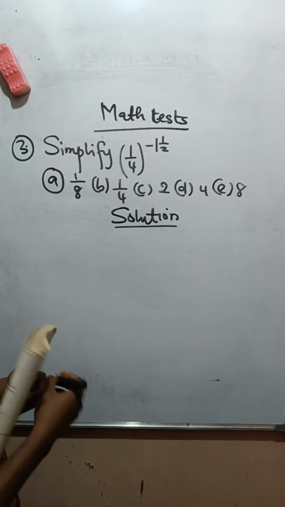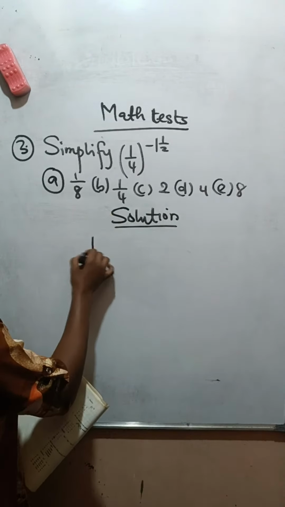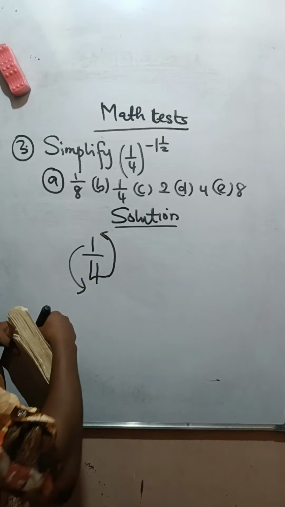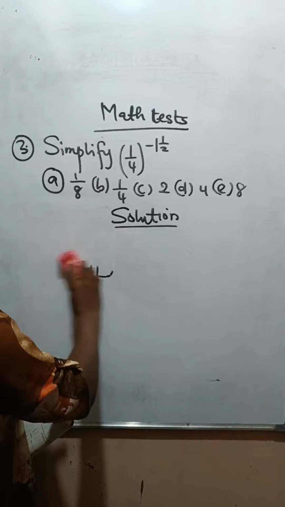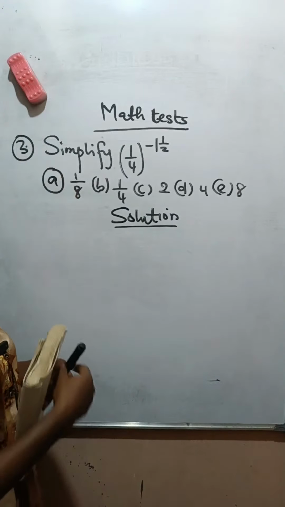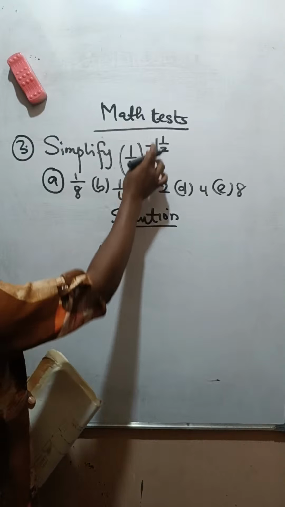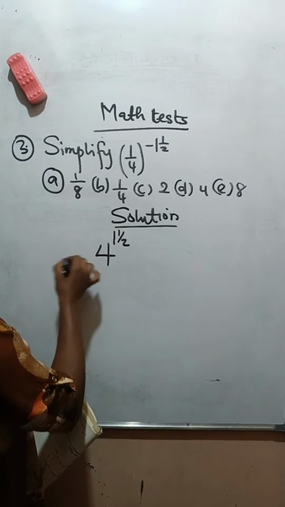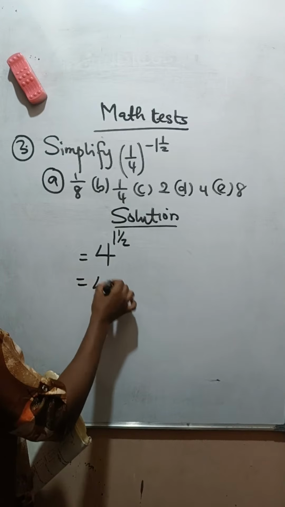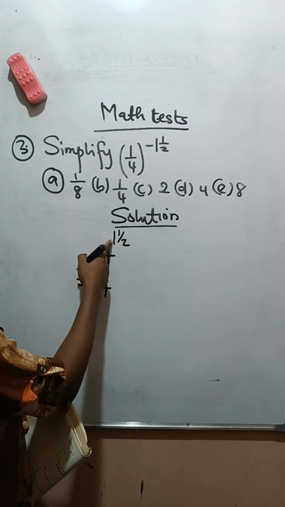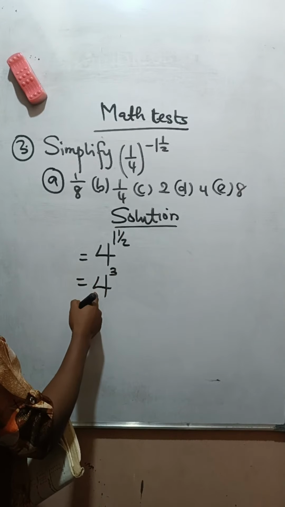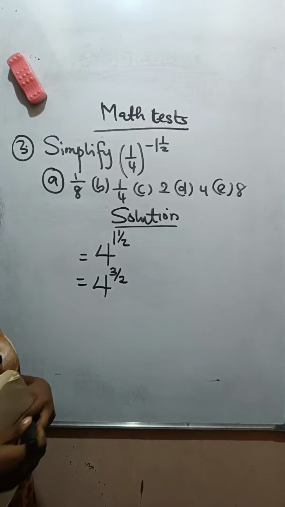Now, inverse of 1/4, this is 1/4. This comes up and this comes down. So inverse of 1/4 is 4/1, which is the same thing as 4. So we'll write this 4 and we remove this negative sign to become 1 whole number 1/2. So we have 4 to the power of 2 times 1 is 2 plus 1 is 3. So this is the same thing as 4 to the power of 3/2.